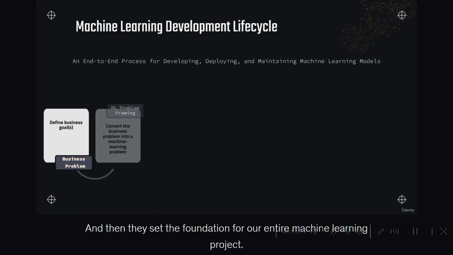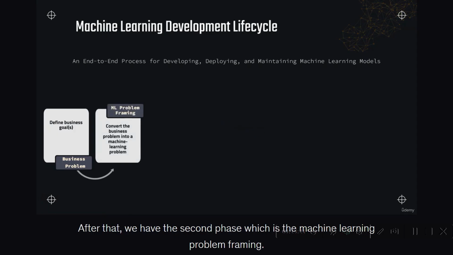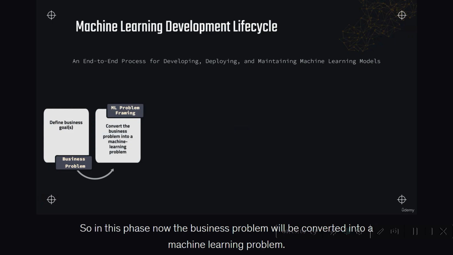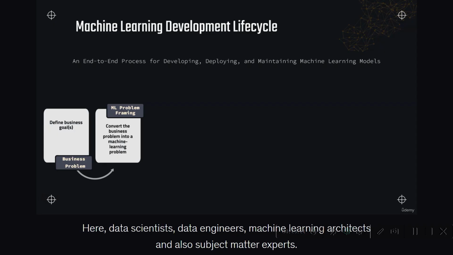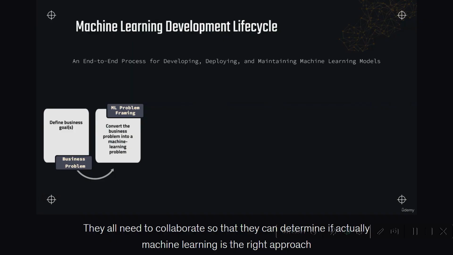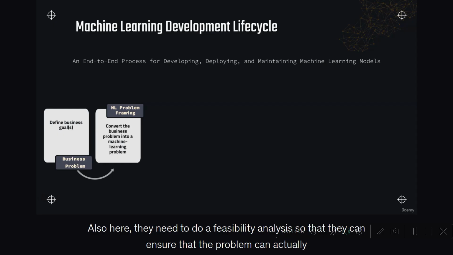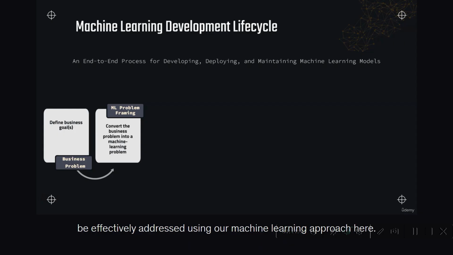So those objectives, they will be defined by the stakeholders, and then they set the foundation for our entire machine learning project. After that, we have the second phase, which is the machine learning problem framing. So in this phase now, the business problem will be converted into a machine learning problem. Here, data scientists, data engineers, machine learning architects, and also subject matter experts, they all need to collaborate so that they can determine if actually machine learning is the right approach for this. Also here, they need to do a feasibility analysis so that they can ensure that the problem can actually be effectively addressed using our machine learning approach here.